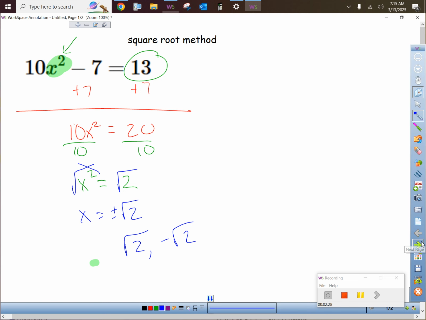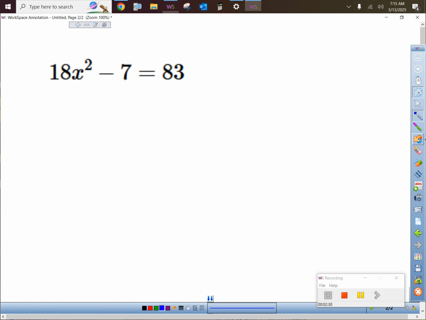So let's do one more of those. Even if this was a difference of squares after I factored out a GCF and got them ready to run, the square root method would be a great way to do it, because there's only x squareds in this equation. So I am actually going to add 7 to both sides. So I'll get that 18x squared all by itself. And then I will divide both sides by 18. So 90 divided by 18 is 5 in that case. So I get me a 5.